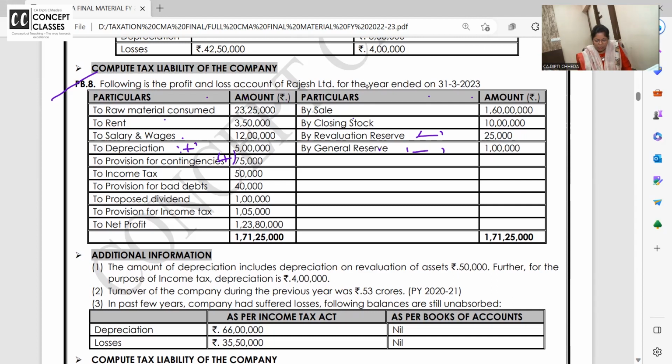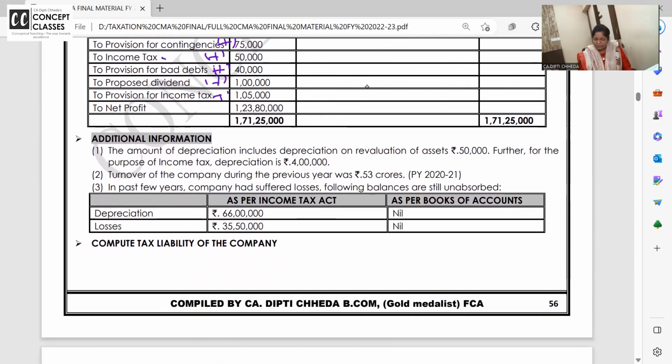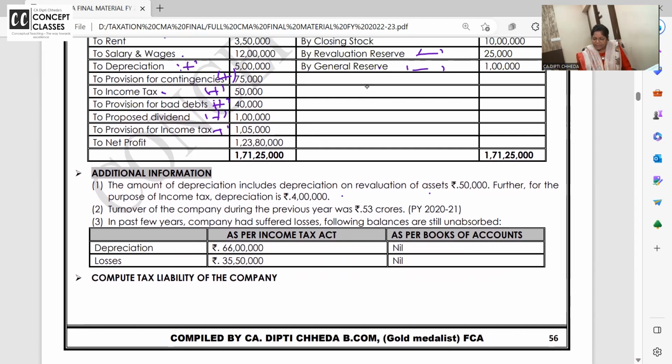Provisions you are not allowed, go please. Income tax not allowed. Provision for bad debt not allowed. Proposed dividend not allowed. Provision for income tax not allowed. Actual income tax not allowed. Advance tax not allowed. Amount of depreciation included depreciation on revaluation 50,000. So minus करने के बाद we will allow the depreciation. Further, for income tax, depreciation is given that we'll use for income tax.